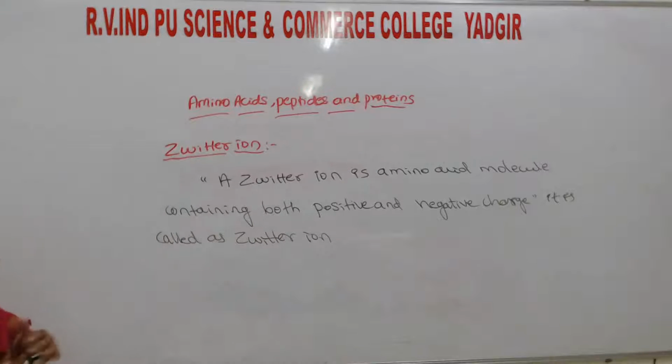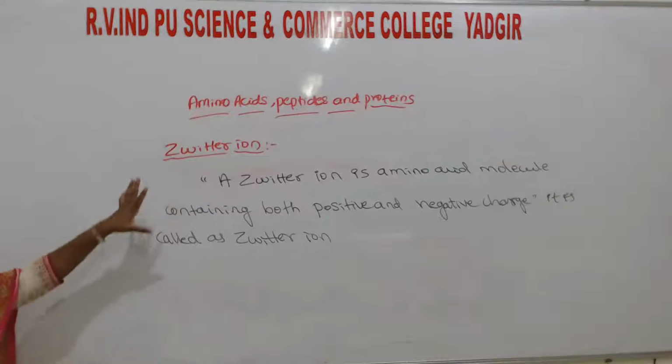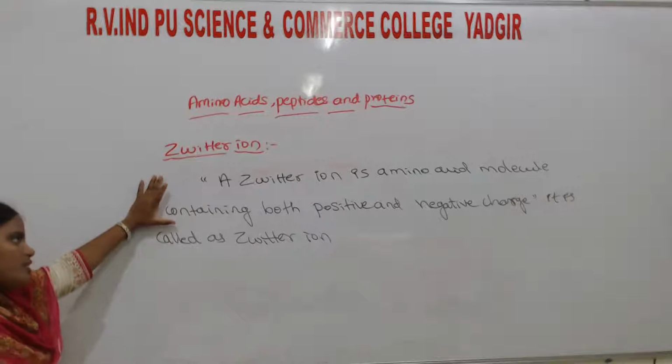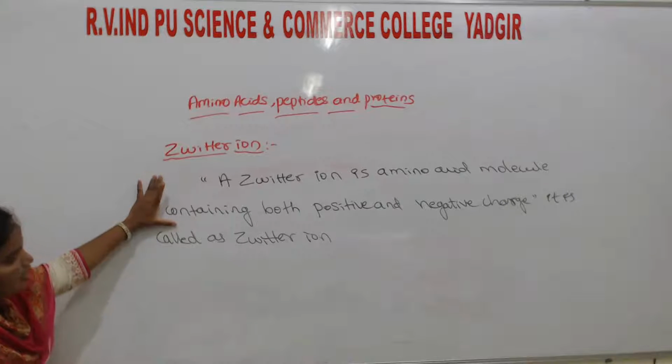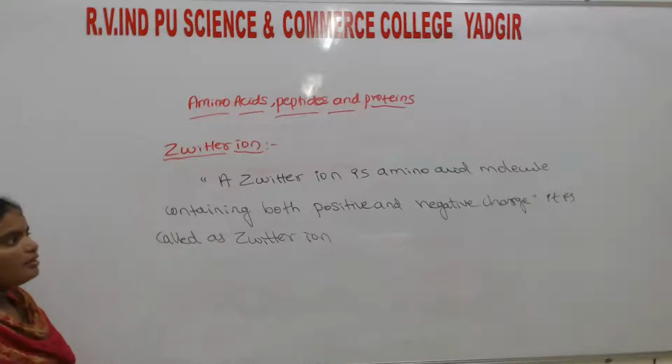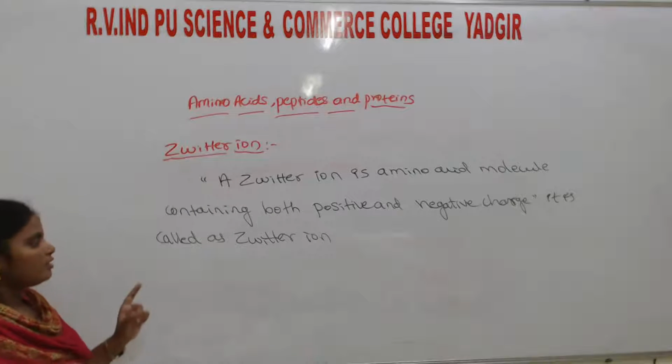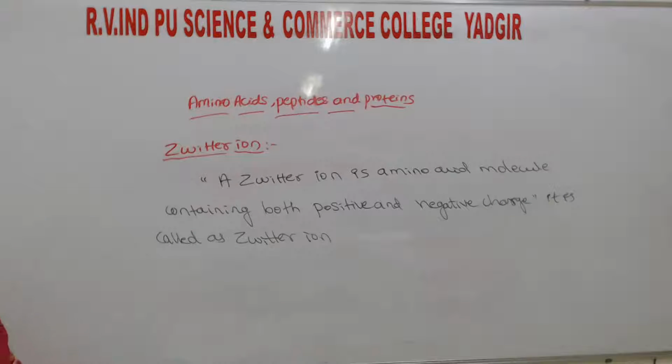You write this definition when asked in an examination for a 1 mark question: define Zwitter ion. A Zwitter ion is an amino acid molecule containing both positive and negative charge. It is called a Zwitter ion.